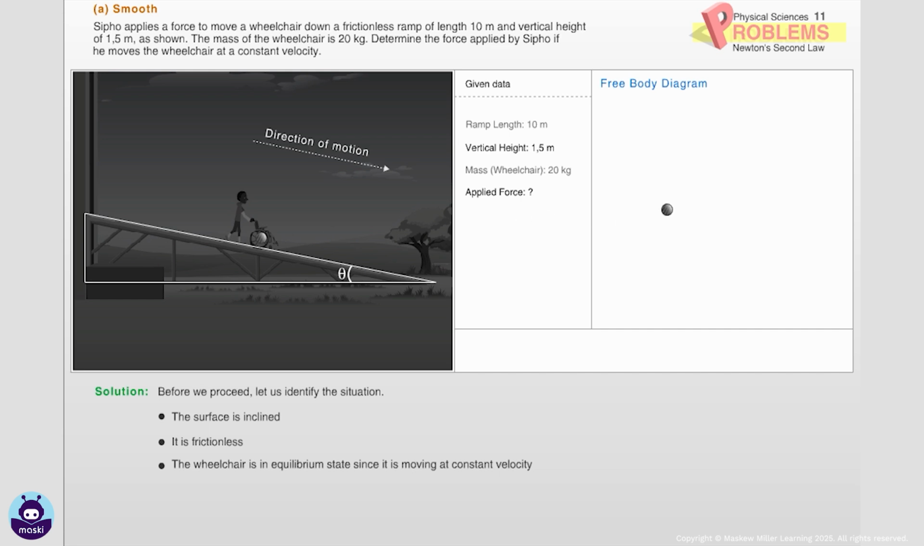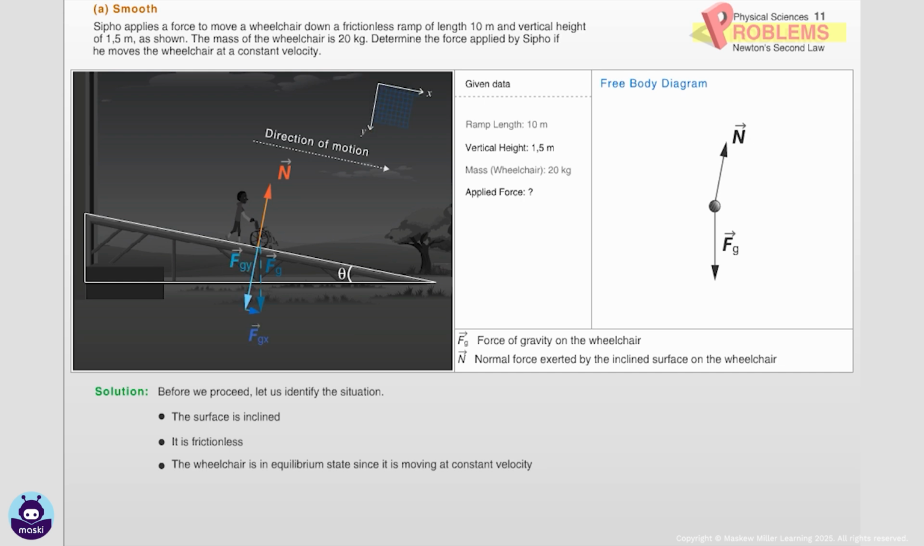The force of gravity, Fg, is acting in the downward direction. The normal force acts perpendicular to the contact surface, that is the plane of incline. Notice that the angle θ at the bottom of the incline is the same as the angle made by Fg with the normal to the incline. We know that the force of gravity Fg can be resolved into two components, the one acting perpendicular to the incline and the other acting parallel to the incline.